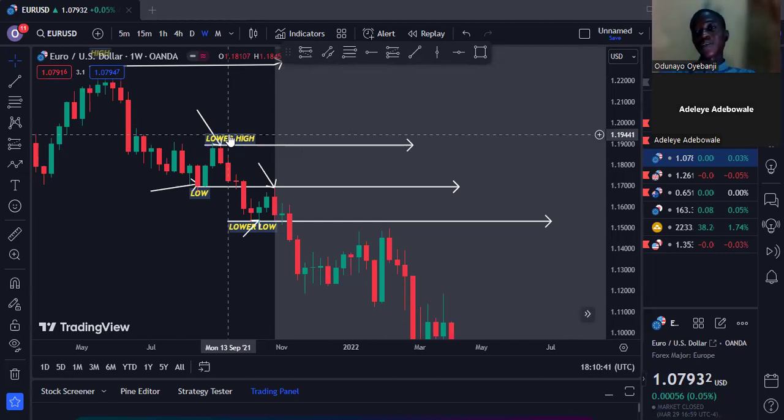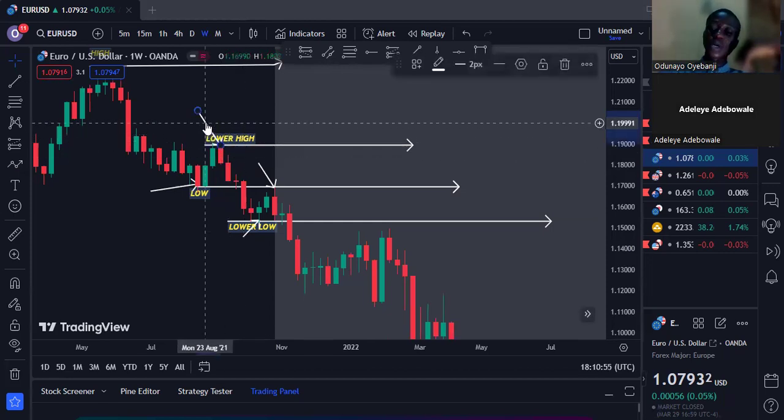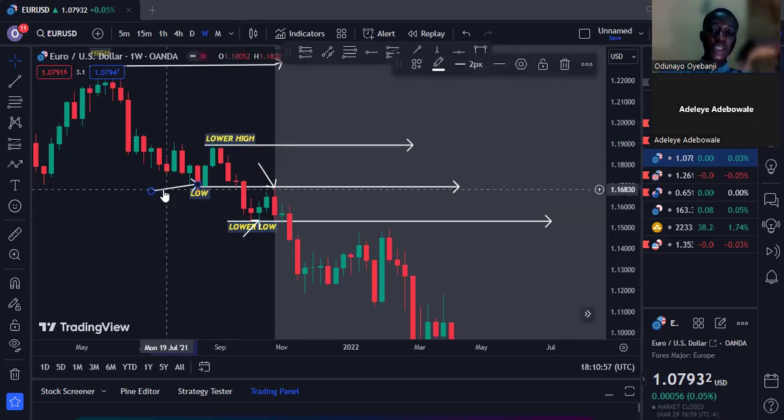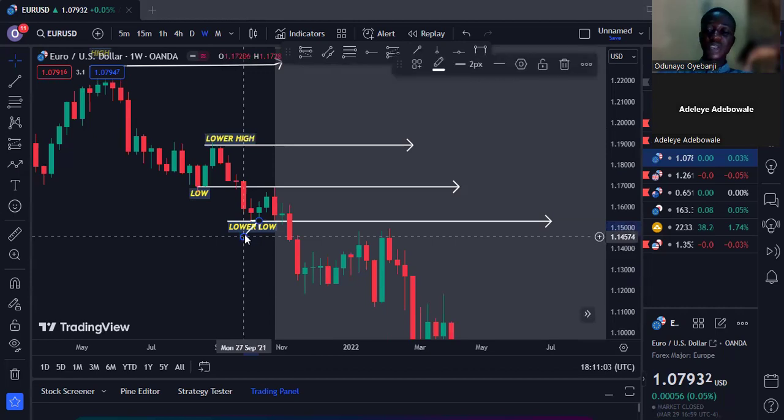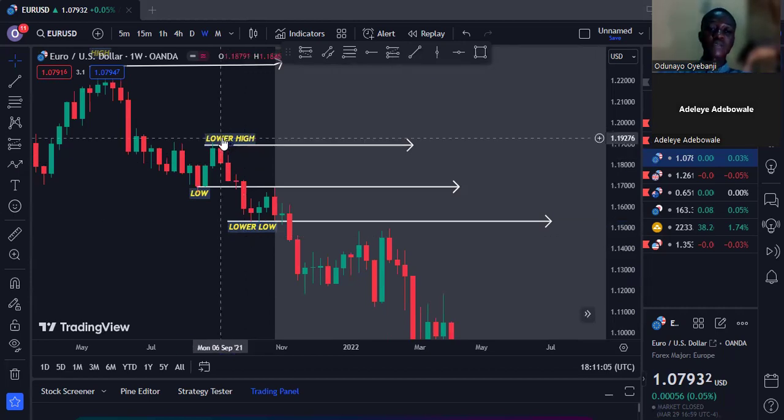From your own perspective, which one should we use? Should we use lower high and lower low, or should we use support and resistance? Which one should we use? Support and resistance. Very good. For the sake of consistency, we'll be using support and what? Support and resistance. So now let's go with support and resistance. Let me explain what a downtrending market means in terms of support and resistance.